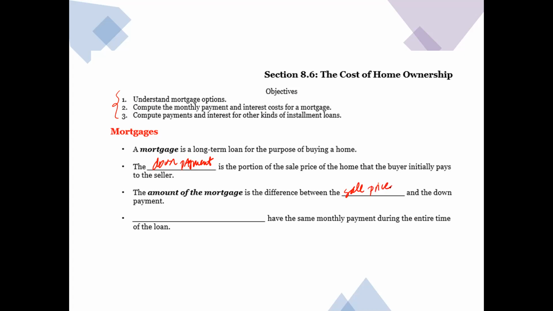and the down payment. A fixed rate mortgage has the same monthly payment during the entire time of the loan. Generally when you're making a payment, it's usually in a contract for like 10 years, 15 years, 20 years. Most people will actually pay it off around 30 years. You want to pay it off the sooner the better because then you're paying less interest.